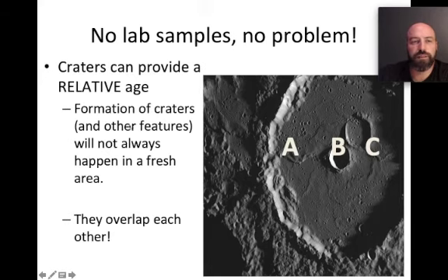Well, if you look, these things can overlap each other based on how old they are. So because B and C are inside of A, A had to have happened first. I can't exactly tell, but I'm looking at C, and C has some additional craters here, so I'm saying C was second and B would be third.